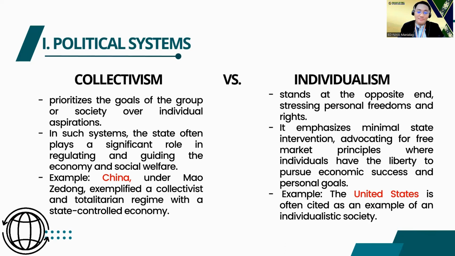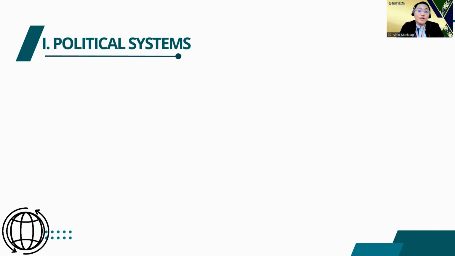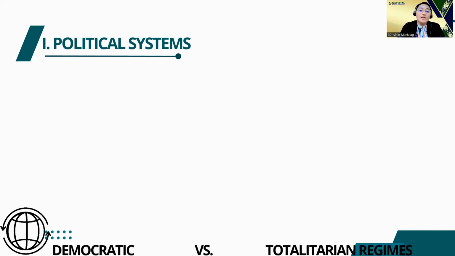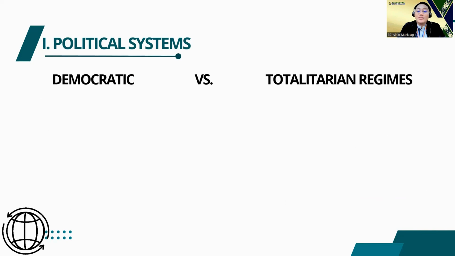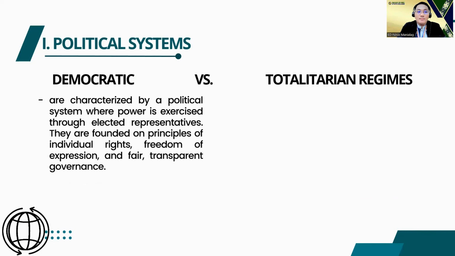Its political system and economic practices are heavily influenced by individualistic ideals, emphasizing personal freedoms, private property, and a market-driven economy. Now let's take a look at the third and fourth political systems, which are democratic versus totalitarian regimes.